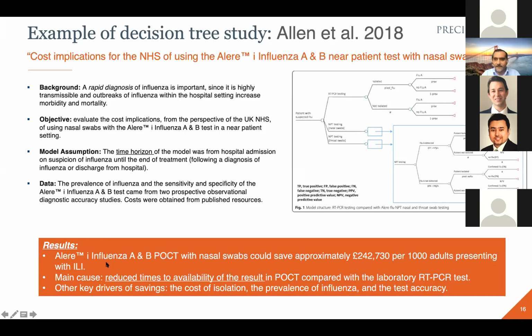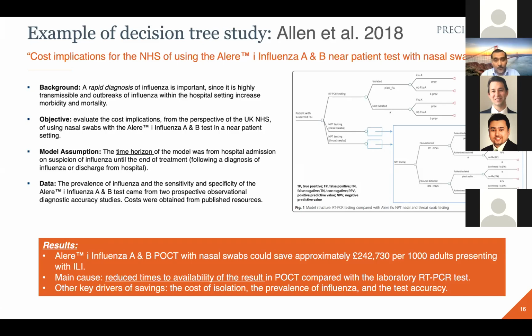They calculated the cost of each of the three arms in the three branches of this tree. And then they found that the point of care nasal swab saves approximately $242,000 per 1,000 adults presenting with influenza-like illness. ILI stands for influenza-like illness. So that was the main result.